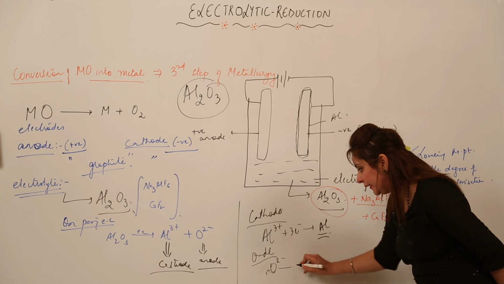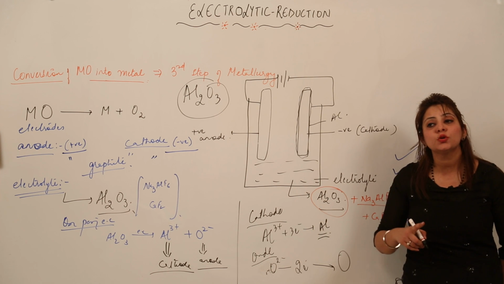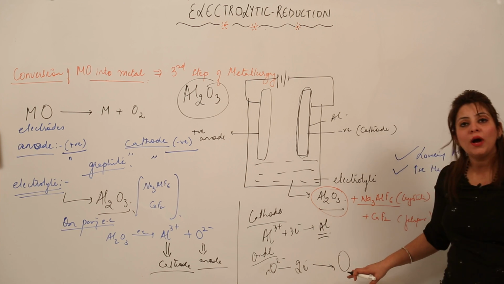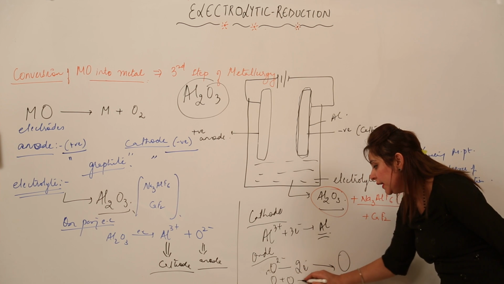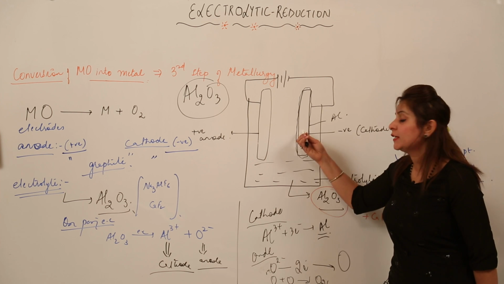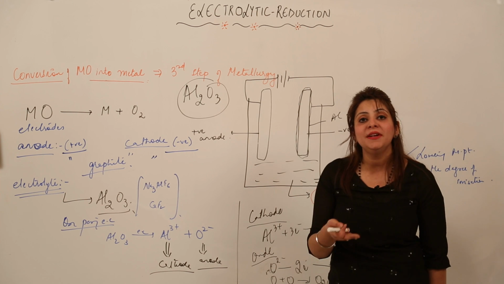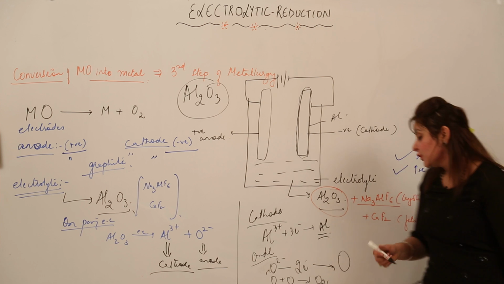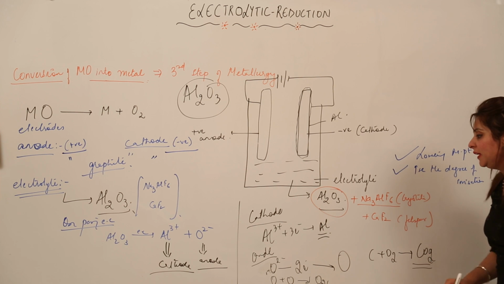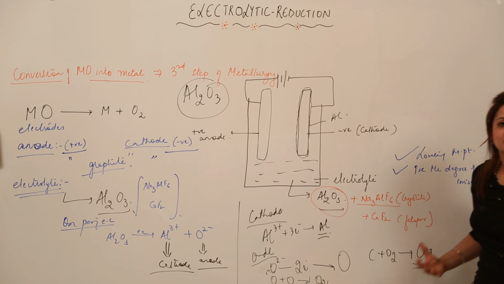I am writing minus 2 electrons and it forms O. As you know, O has a tendency to exist in nature in a diatomic form, O2. So 2 O atoms combine and form a diatomic molecule, O2. Moreover, the electrodes are made of graphite, which is a form of carbon, and carbon and oxygen have a great tendency to combine. So we will see C plus O2 forms CO2 as well. So at the anode we will see O2 as well as CO2.